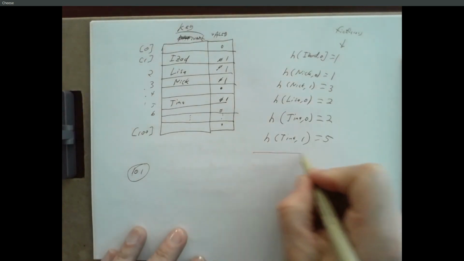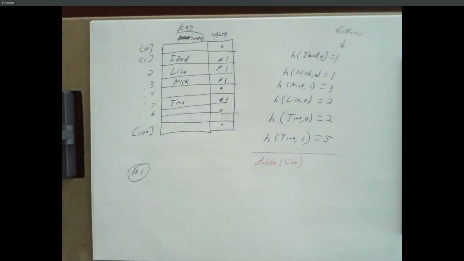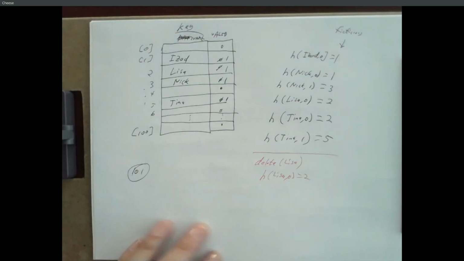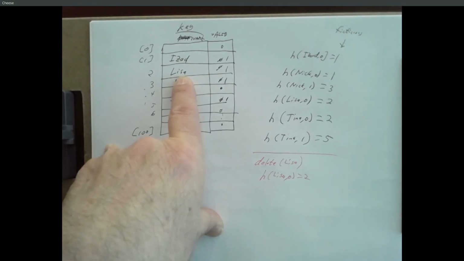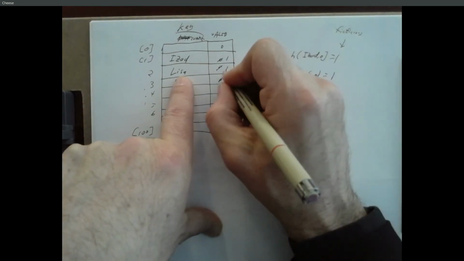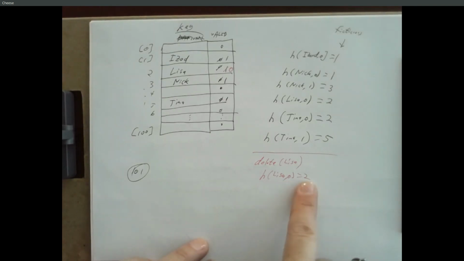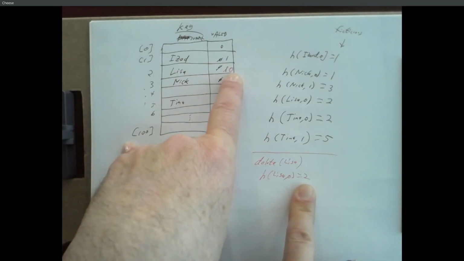Okay, now we're going to delete Lisa. So how do we do that? We hash Lisa with a 0, we get a 2, we go to location 2, it's valid, something is in here. Check the name, is it Lisa? Yes. So we're going to delete that. How do we do that? Clear the valid flag. So now if I search for Lisa, I'll hash Lisa, get an index 2, go to index 2, it's not valid. Lisa's not in there.